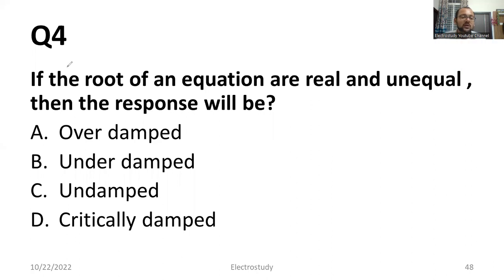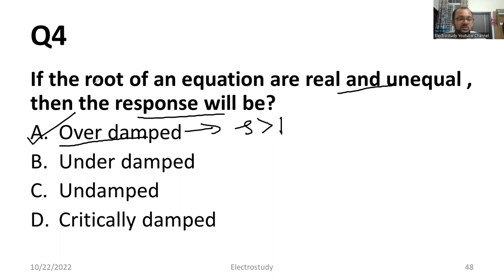This question will be applicable for control systems also. If the roots of an equation are real and unequal, then the response will be? If the roots of the equation are real and unequal, the response will be overdamped. So you can go for option A. In case of overdamped, the damping ratio zeta will be greater than 1. If the roots of an equation are real and equal, then we call it a critically damped system. For a critically damped system, zeta equal to 1.